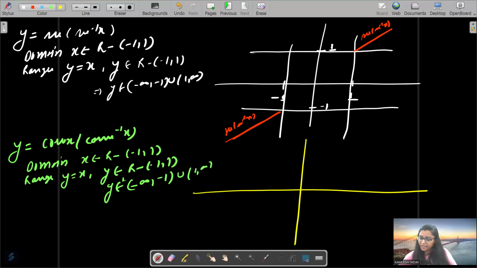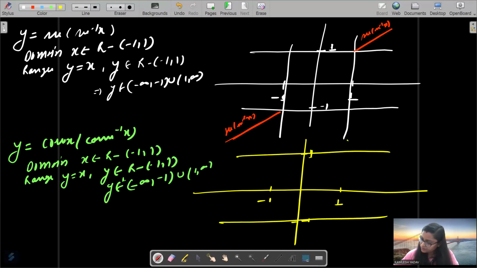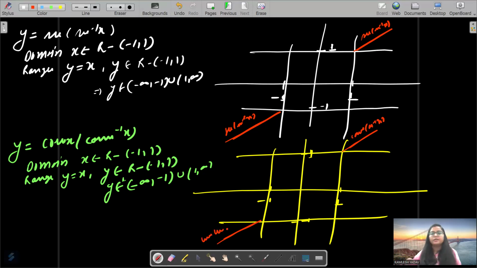So the graph can be sketched like that. First mention the points 1 and -1. Draw the line and see where the line y is equal to x exists. It exists except at the points 1 and -1, like that. So this is cosec of cosec inverse x.